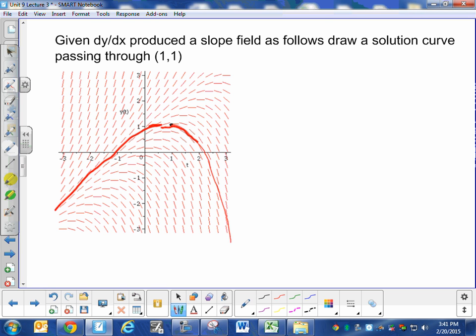It's not that tough, so long as when you sketch the tangents along the graph that you just put down, the tangents of your graph are the same as the tangents that are shown in the slope field, which you can see. Okay?